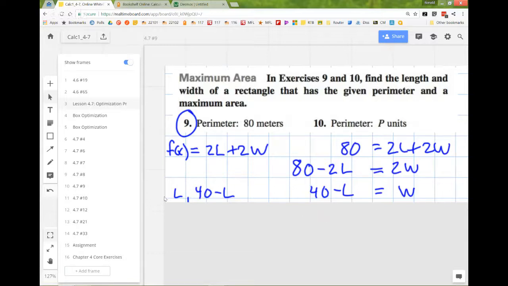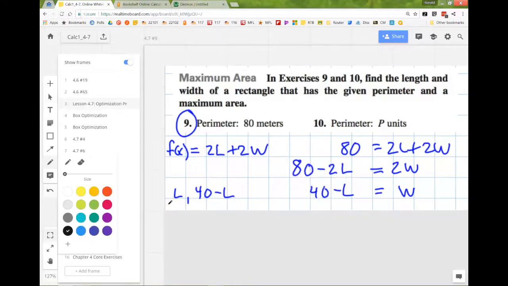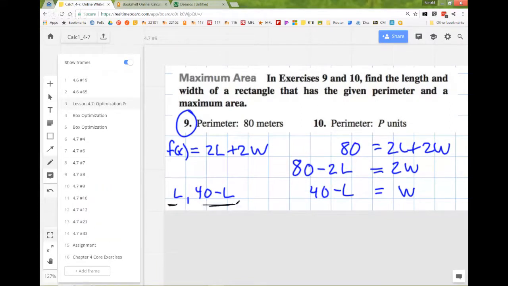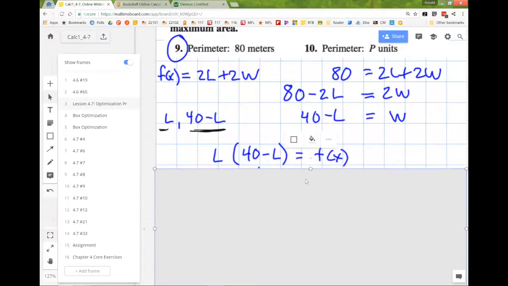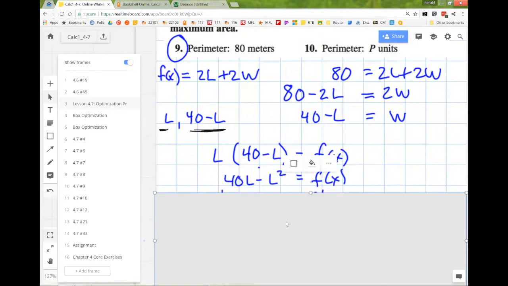So now we're finally at the point where we've got our two numbers named, and there they are, L and 40 minus L. Now, if those were the two sides of a rectangle, can you find the maximum area? So obviously the area, we've got to multiply them. So there we go. Our function now is multiply the length times the width. Multiply that out, and we get 40L minus L squared.